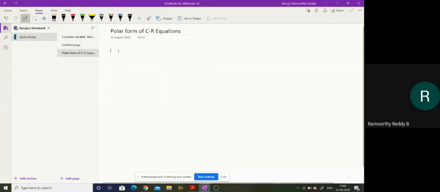Now, we already know the CR equations in Cartesian form: dou u by dou x is equal to dou v by dou y, and dou u by dou y is equal to minus dou v by dou x. So here, the polar form of CR equations.